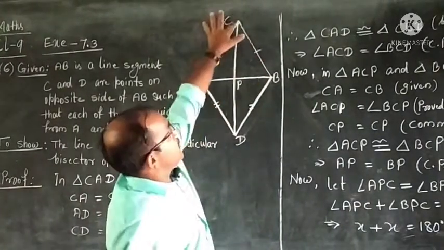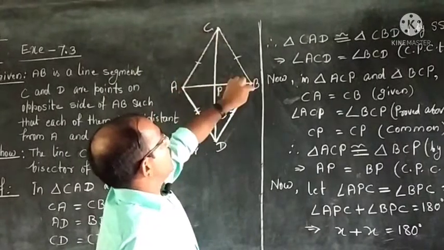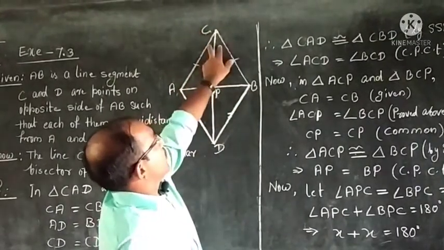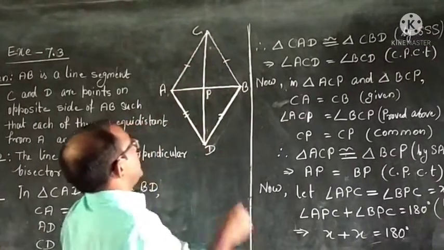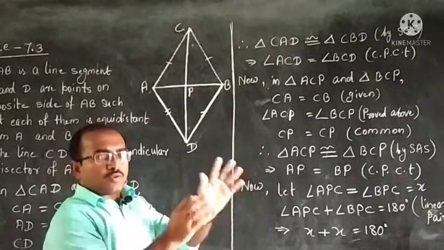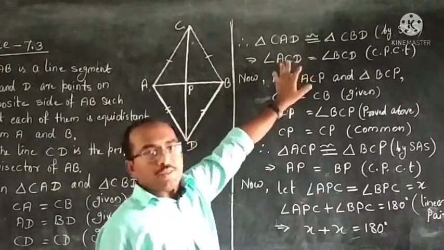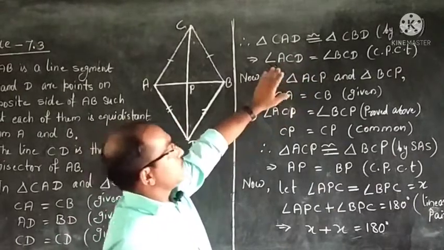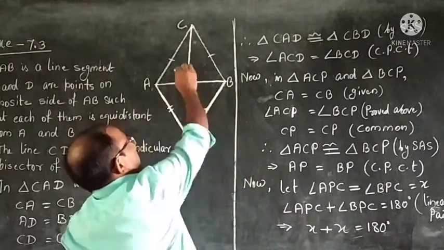So, angle ACD, I mean this angle, and angle BCD, these two corresponding angles will be equal. This angle also will be equal, but we do not need to go into all the corresponding parts. What we need, we just bring out from the figure and write. So, we got these two angles equal. After that, we will work in these two triangles.